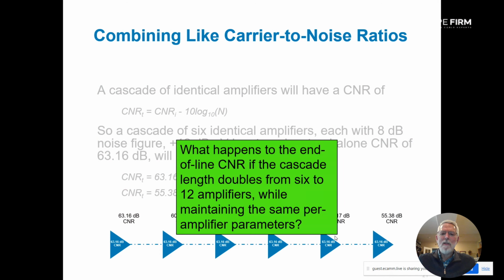So here's a question, and feel free to answer in the chat window. What happens to the end-of-line CNR if the cascade length doubles from 6 that we have here to 12 amplifiers, and we maintain the same amplifier performance parameters? So same input signal level, everything has the same gain, same noise figure, all that's the same. We'll assume 0 dB attenuator and equalizer. So everything's the same. We just doubled the cascade from 6 to 12. What happens to the CNR? We'll leave that in the chat window. There's about a minute delay, so we'll see what the chat comes up with. All right, and we'll hang out here for a second and let people chime in.